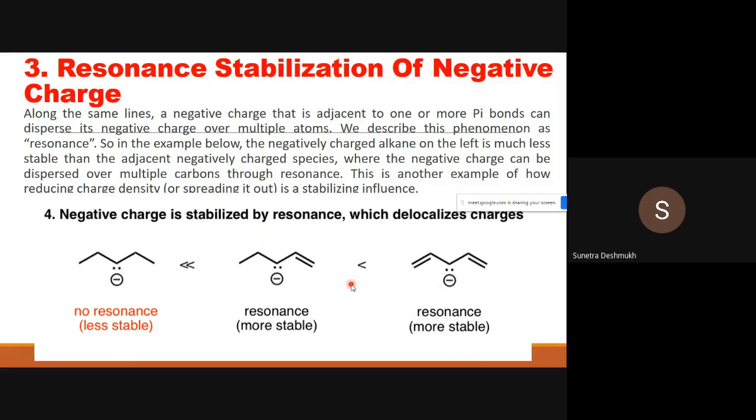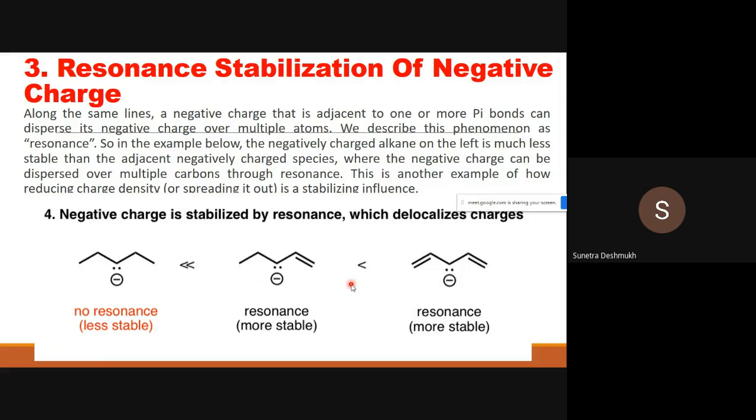As we have discussed earlier, for carbocations as well as for carbanions, if we are able to delocalize that positive charge or negative charge onto different atoms, then that charge is getting more happy as it is delocalizing on different atoms. So by delocalization, it is gaining more and more stability.